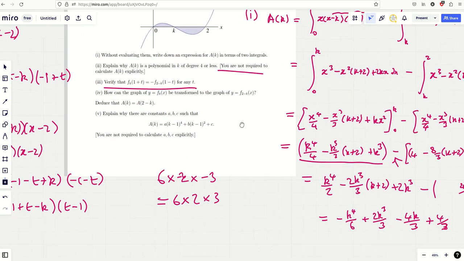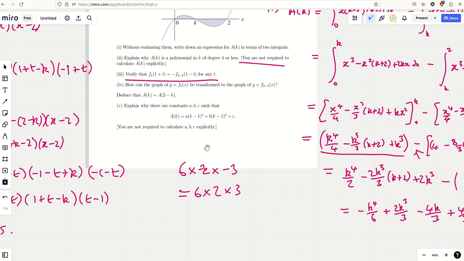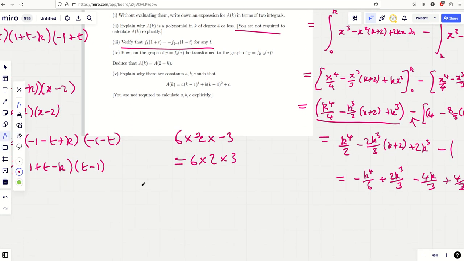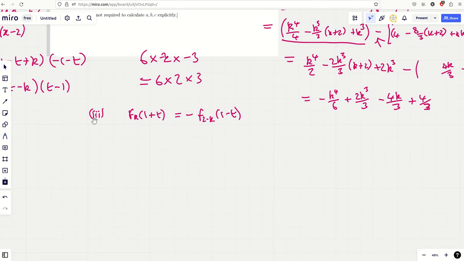Well, this is nice, isn't it? Because if I just use part 3's answer, but with a little substitution, knowing what I know about reflections in lines, I would just say, if I know that f of k of 1 plus t is the negative of f of 2 minus k of 1 minus t. This is trying to show you that there's some symmetry when you're reflecting in a line. Yeah, that's what it's trying to show you. And I do want to demonstrate this in a second.